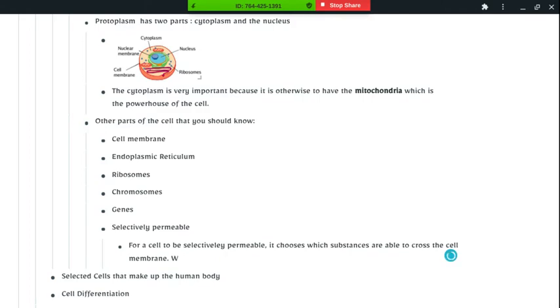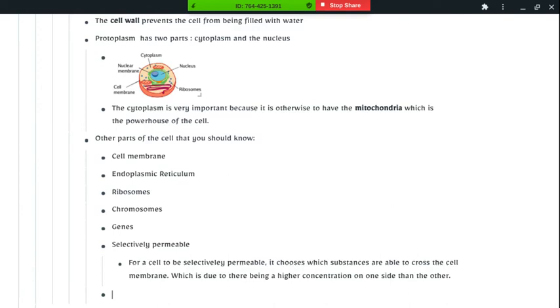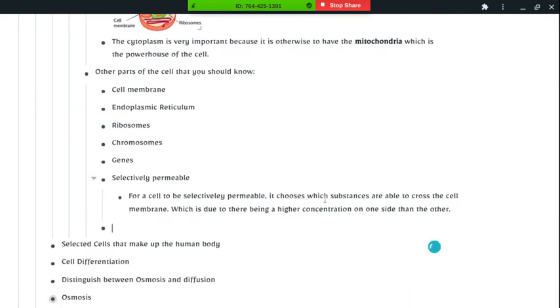Which is due to there being a higher concentration, right, on one side than the other. What is this process called? So if you have something, what is this process called when there's a higher concentration on one side than the other and there's something moving across it?